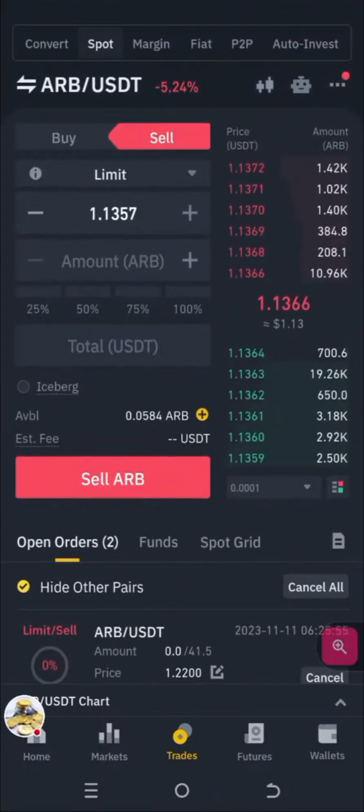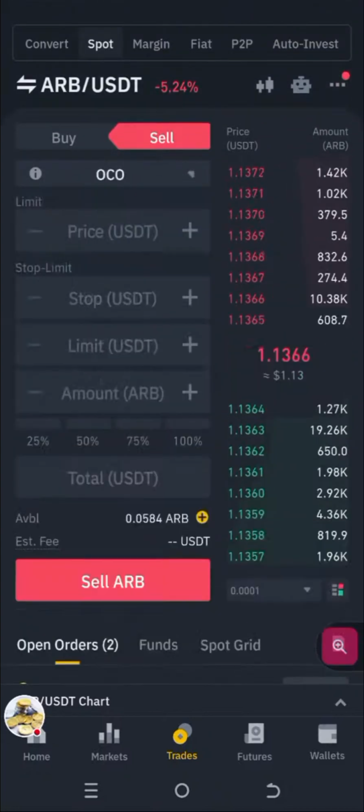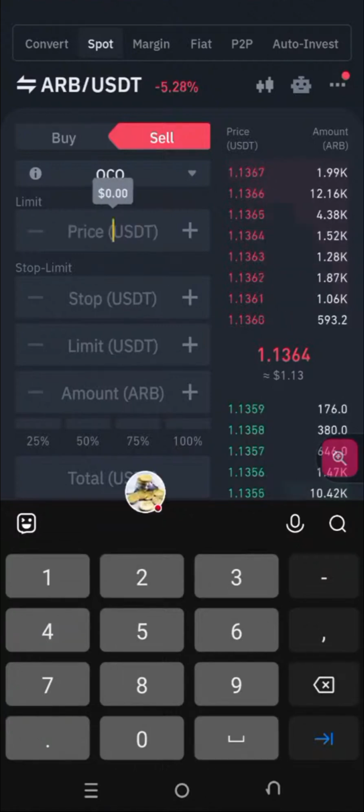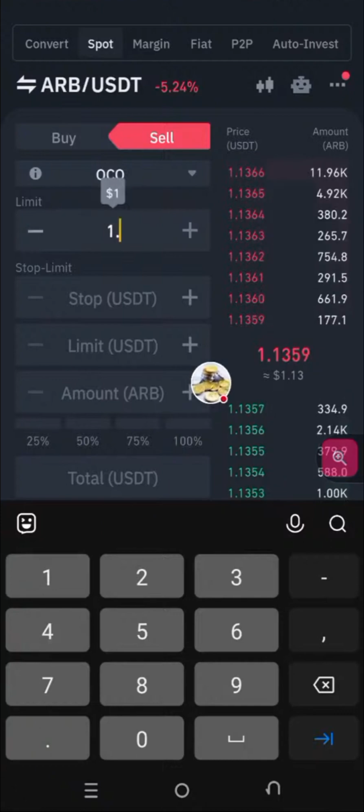Now, on the other hand, with OCO, let me show you. With OCO, you have to set your take profit. That's the amount you want to get. You put that amount here, the price you want. If that was supposed to be 1.22, I put that. The price is supposed to be 1.22, right? That's the price I want to get it at.